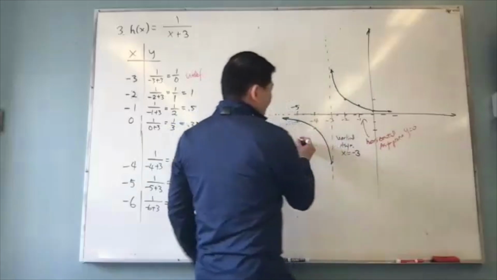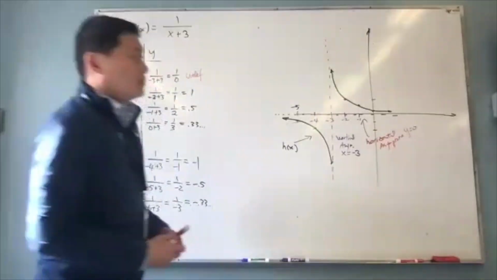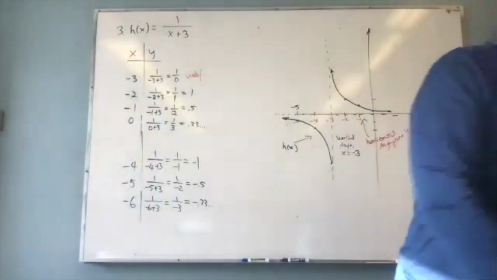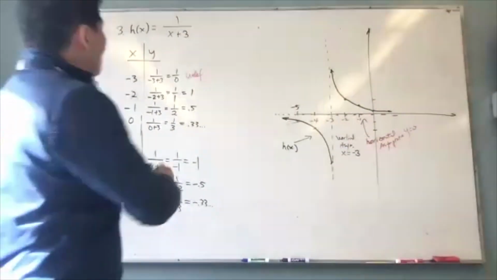So this is my h of x. Okay. So now go to number 4.